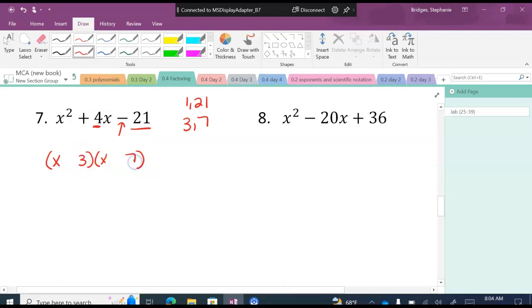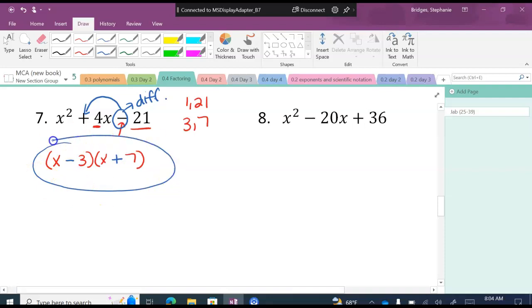Again, it doesn't matter if I put the 3 or the 7 in the first or second parenthesis. What does matter is my sign placement. Because this is a minus, that means I want different signs. And the first sign goes in front of the bigger number. So where do I put the plus? In front of 7, which means the 3 is going to be a minus. Different signs, one of each.